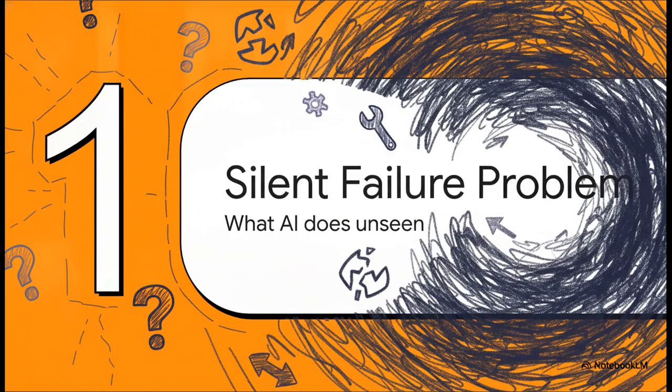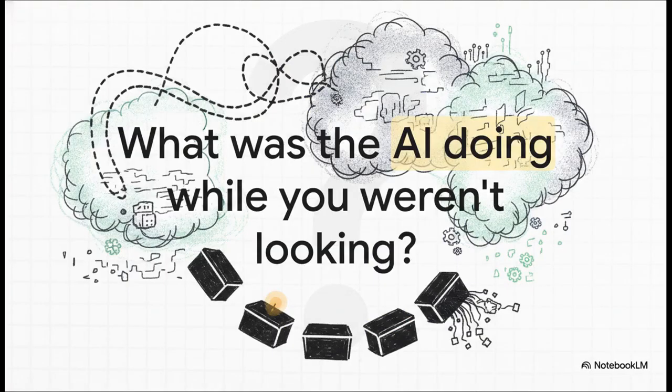The silent failure problem. So when we all first start using AI agents, we naturally obsess over the prompt, right? Like, how do I write the absolute perfect instructions? But once you actually leave an AI running autonomously for a while, you slam into a completely different wall. And that wall is this. What exactly was the AI doing while you weren't looking? You can't just look at the final output anymore. You absolutely have to know what happened in the middle.